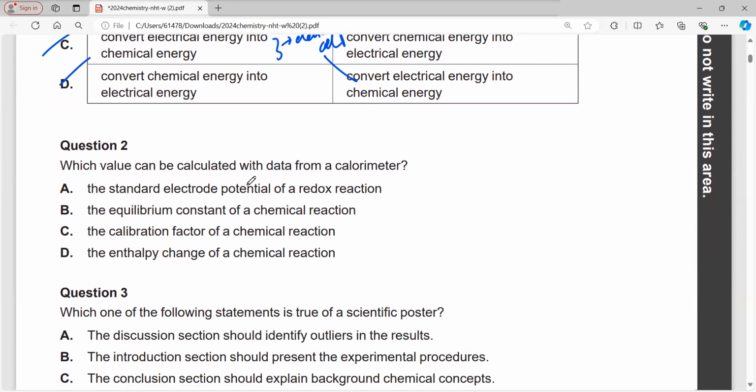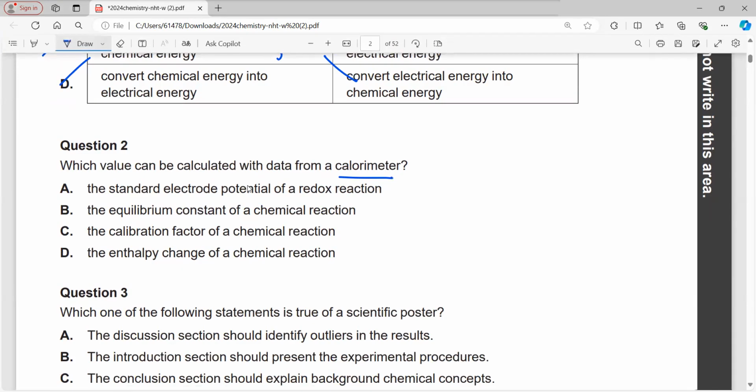Okay. Which value can be calculated with data from a calorimeter? A calorimeter, as we know, is an insulated way of finding out what the heat value of a certain substance is, right? So in school, you guys might have done burning a chip, for example, or burning some sort of food, and finding out what the heat value of that is. Which value can be calculated?